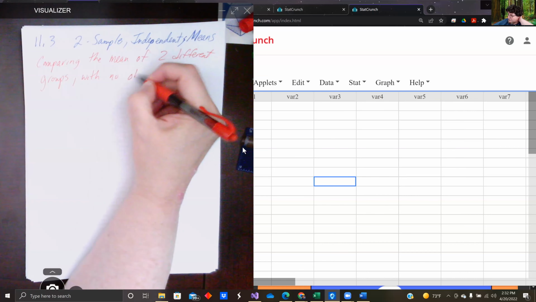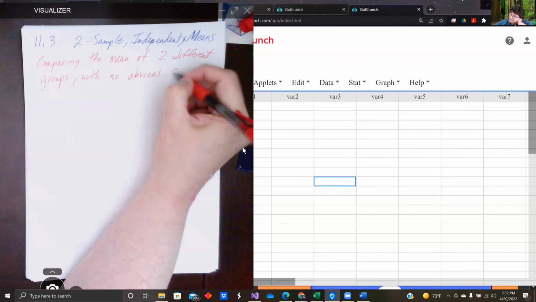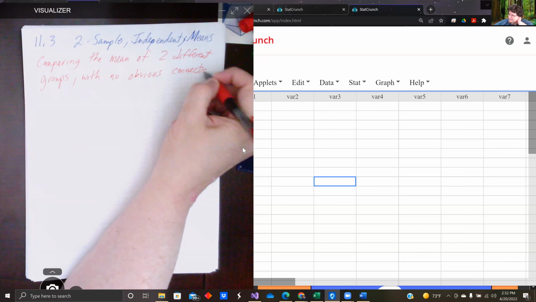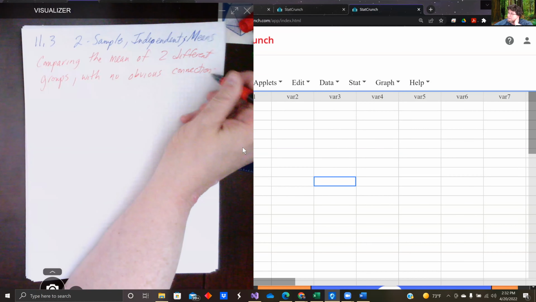With no obvious connection. And even if there's a connection, ideally there's not. You want them to be independent.